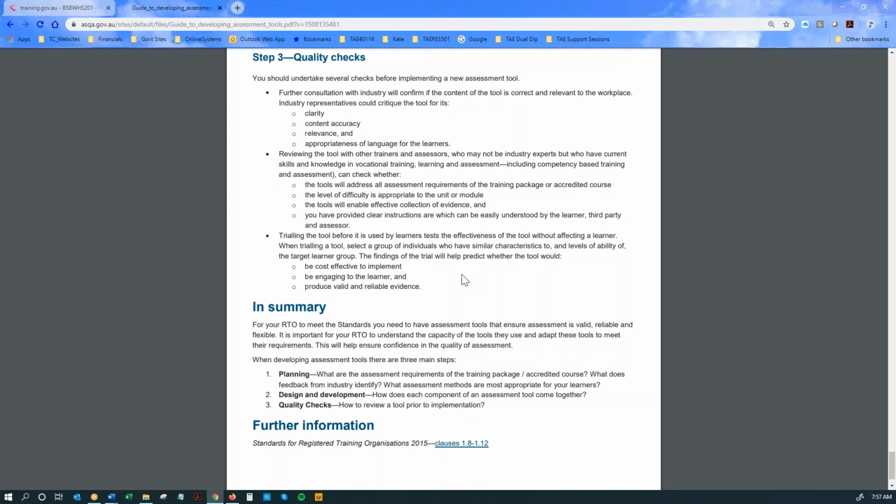So that concludes our step-by-step guide to writing an assessment tool. I hope it's been helpful, and good luck with applying the same processes to your own units of competency that you choose.